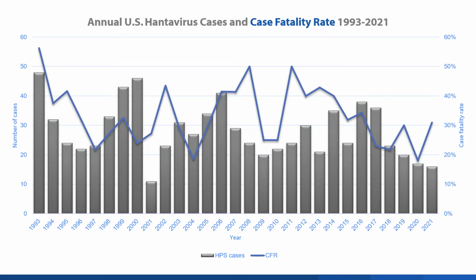The blue line depicts the annual case fatality rate. Although the case fatality rate varies each year, it has been fairly consistent, averaging around 33%, except in 1993 when hantavirus was first described.